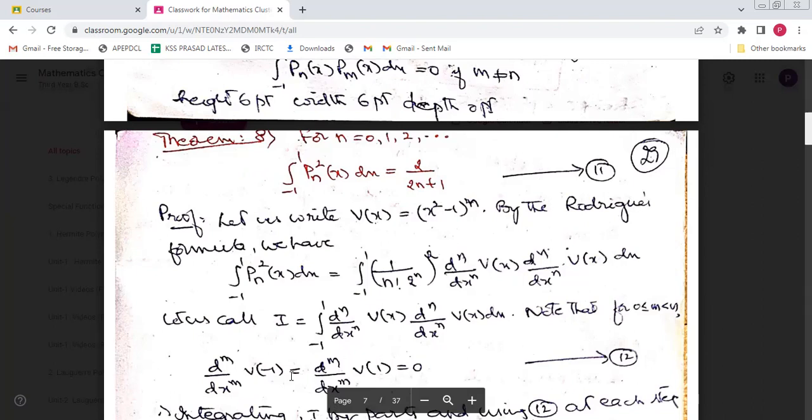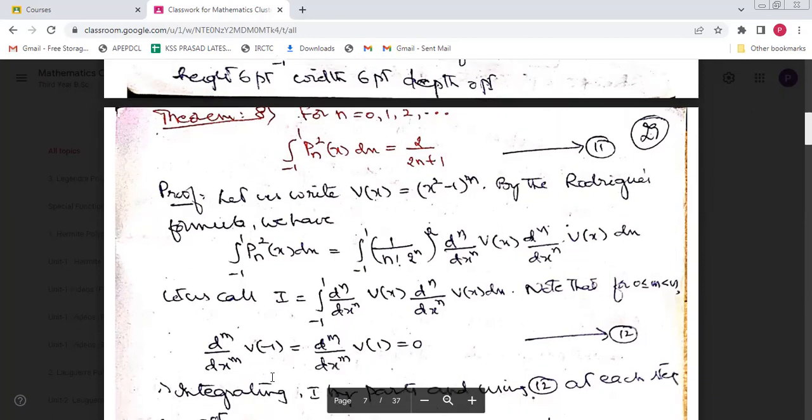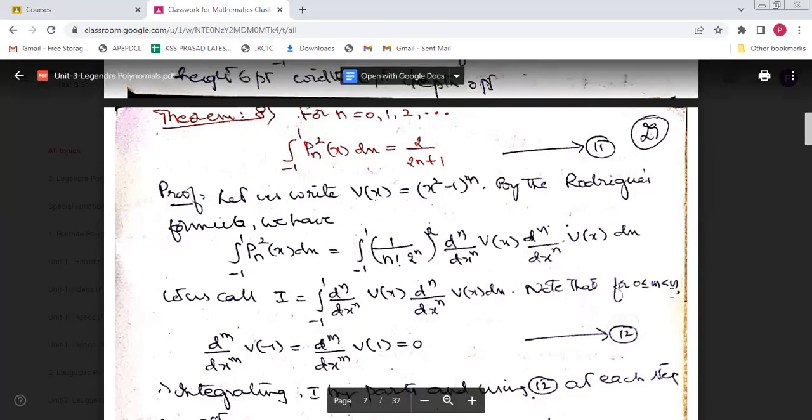Now what is the mth derivative of v of minus 1? Whether you take the mth derivative of the function at minus 1 or the mth derivative of the function at 1, the value becomes 0. దీనిలో మీరు సబ్స్టిట్యూట్ చేస్తే ఏమవుతుందండి? Whole power n, we are taking x square minus 1 whole power n. So the mth derivative of the function becomes 0, because m is a number smaller than n.